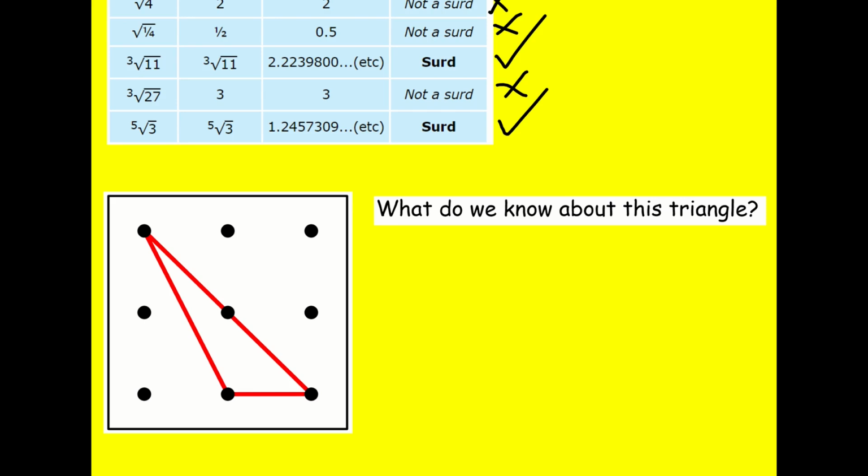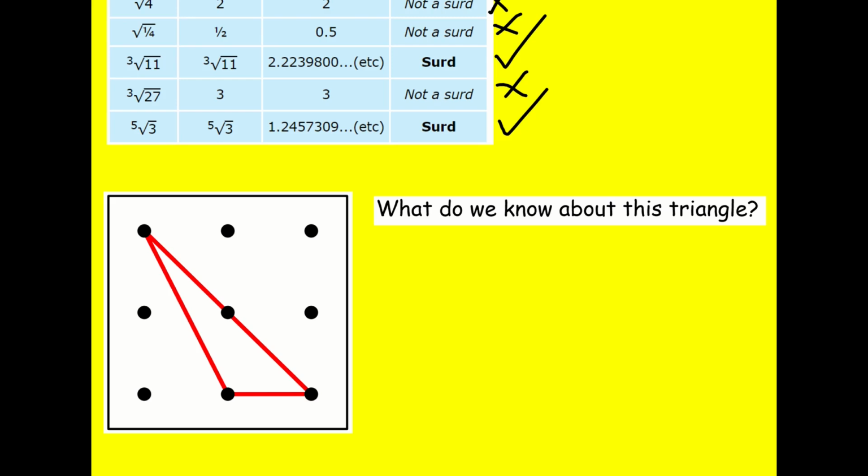So my question is, if we've got this 3x3 pin board, and I've basically connected 3 dots to form a triangle. It just happens to go through this 4th dot as well. What do we know about this triangle? Pause the video and have a think about this, please.